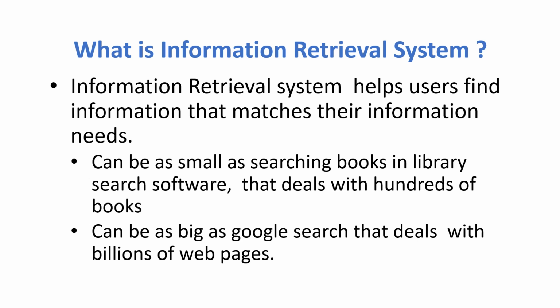When a user wants to know certain information, that information is given as a query, and the information retrieval system retrieves the web pages or any text documents relevant to the user's need. That's what it means. An information retrieval system can be as small as searching books in library search software, which deals with hundreds of books, or as big as Google search that deals with billions of web pages.